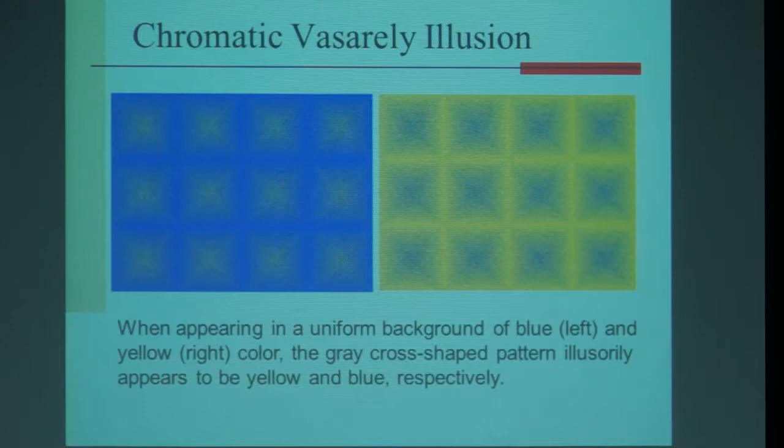They don't. Okay, this is a famous Vasarely, I don't know how to pronounce this, but let me call it the Vasarely illusion. Okay? So when appearing on a uniform background of blue and yellow, the gray cross-shaped pattern illusorily appears to be yellow and blue respectively. Okay? This is a very interesting experience, all right? I guess at this point I have convinced you that this is a very interesting problem to work on.